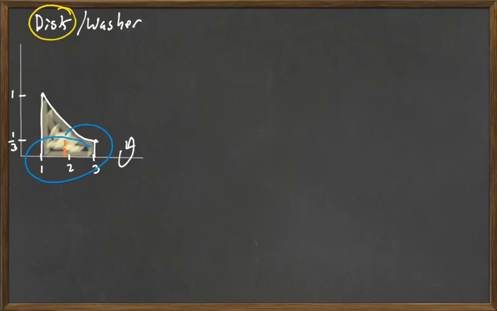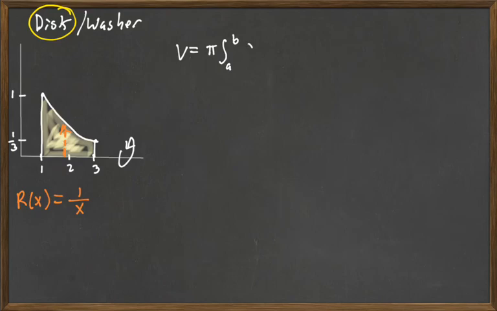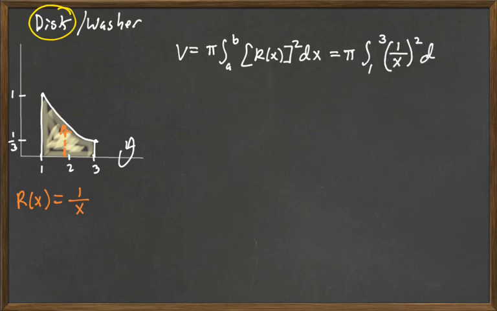So we're going to do just the disk method, and in the disk method, your radii are perpendicular to the axis of revolution. And so that's up and down, so that's going to be a function in terms of x, and that's simply going to be the height, 1 over x. So that's your radius function. Volume is pi, integral from a to b, r squared dx. So we're going to be integrating along the x-axis: pi, integral from 1 to 3, (1 over x) quantity squared dx.